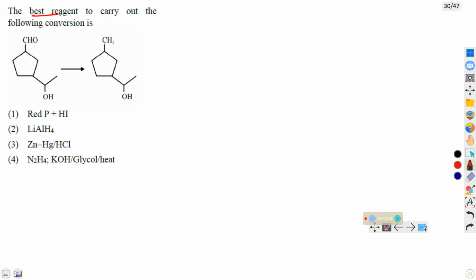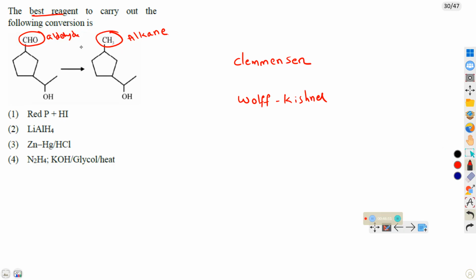The best reagent to carry out the following conversion. What happened? Aldehyde group is converted to alkane. Aldehydes are converted to alkanes, which means it undergoes reduction. Here two reactions are there. One is Clemmensen reduction. Second one is Wolff-Kishner reduction. Question is best reagent. Best process is the Wolff-Kishner process. N2H4 is the best reagent.